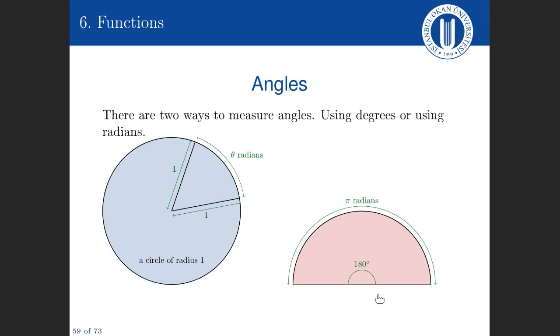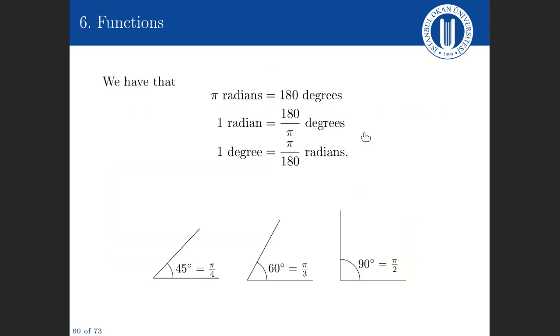On the right-hand side, I've drawn a semicircle. We know that the angle inside a semicircle is 180 degrees, and we know that the distance around the outside of a semicircle of radius 1 is pi radians. So 180 degrees must be the same as pi radians. Divide by pi, that's the same as saying 1 radian is the same as 180 divided by pi degrees, or 1 degree is the same as pi divided by 180 radians.